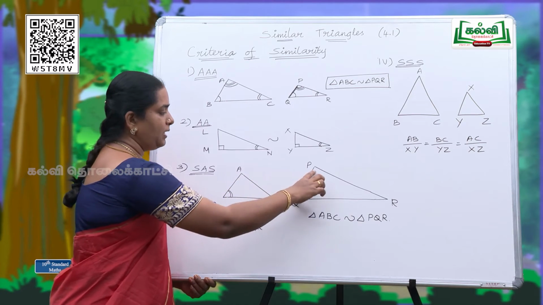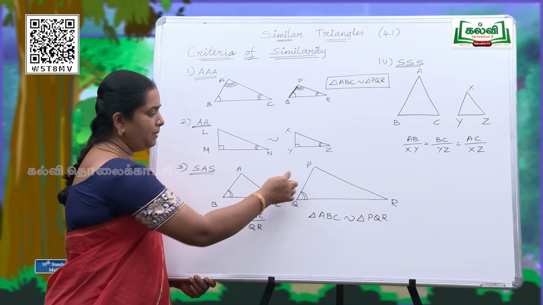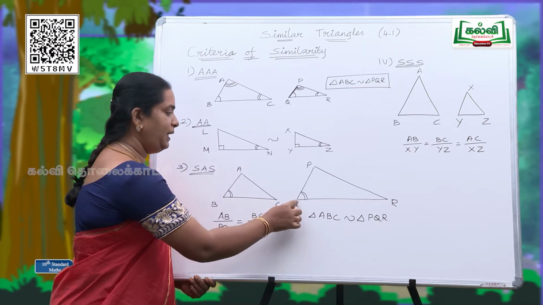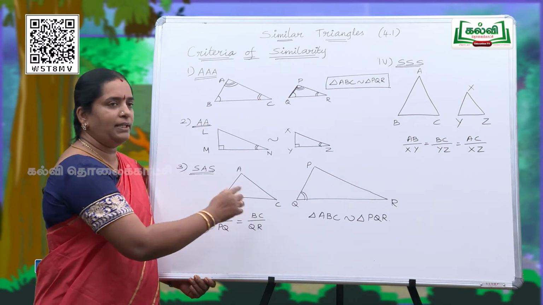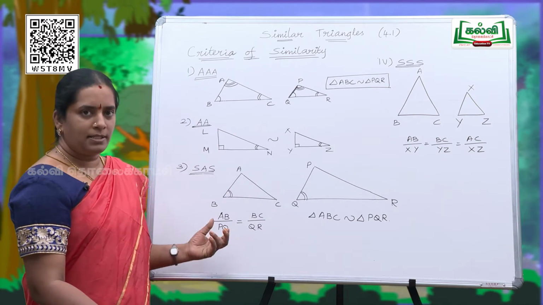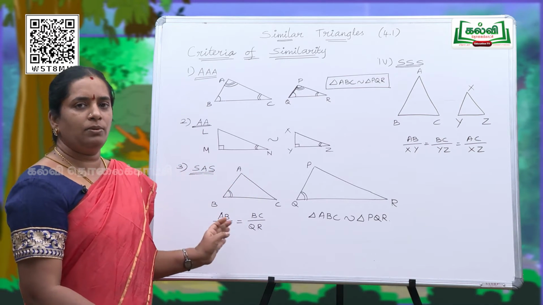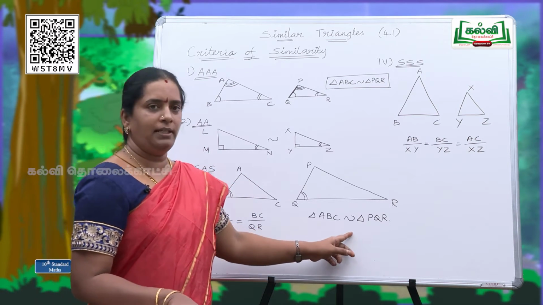If the ratios are equal, that is AB by PQ and BC by QR are equal, and the angles B and Q which are contained by the sides are equal, then we can say that using SAS criteria these two triangles are similar. So we can write that.